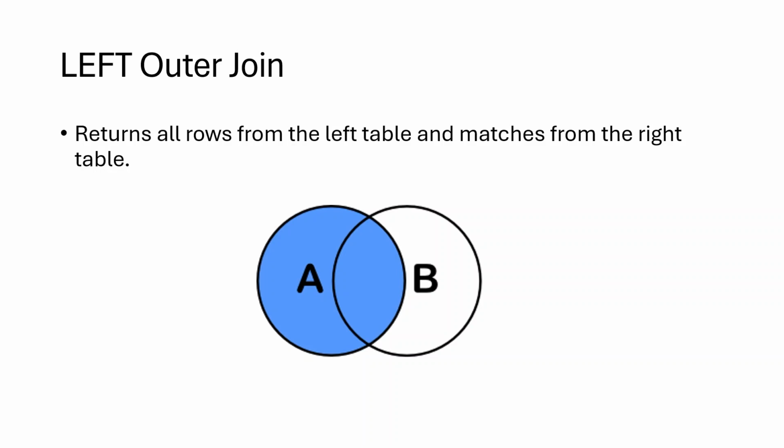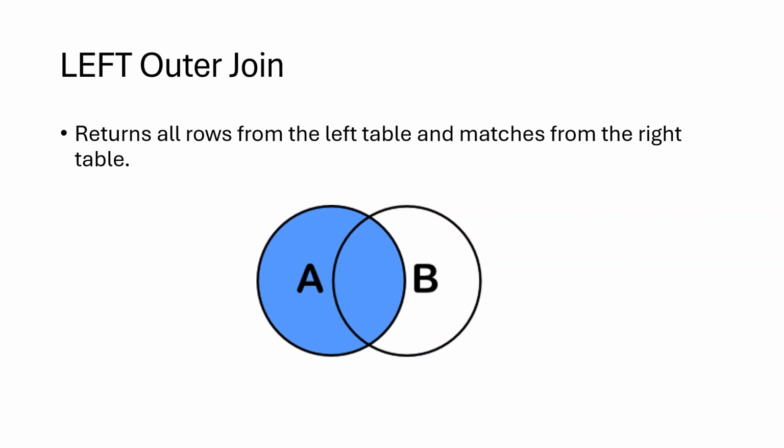Along with that, it also gives you the data that exists in both table A and table B. So if you see, we have table A and we have table B, and we're getting the results that match in both table A and table B, and all the results of table A.